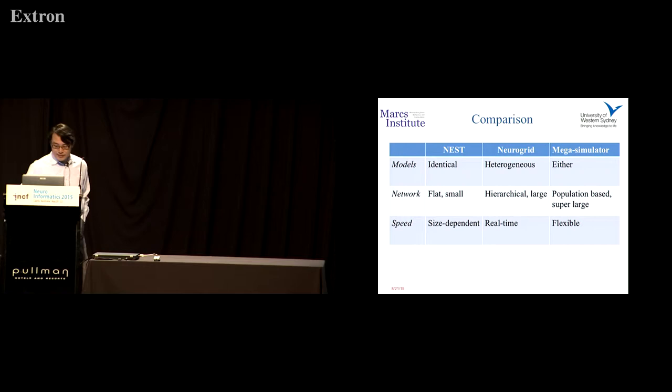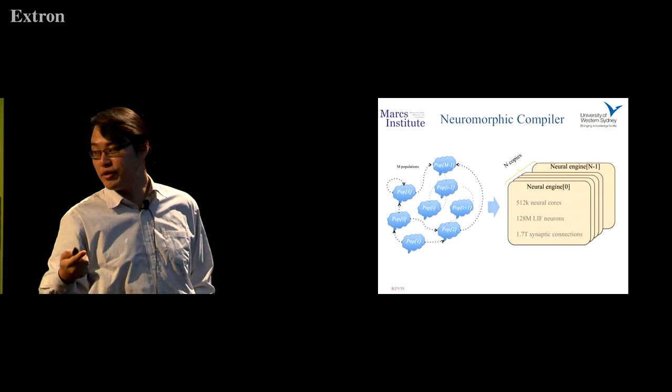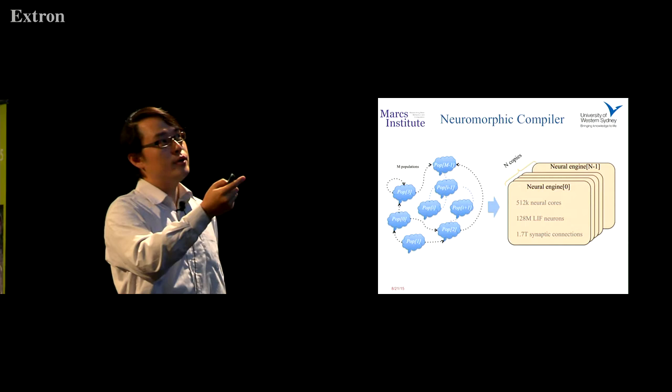OK, so this is the compiler, which is the user interface. People define the neural models in the populations. You can define the connections like what you have done in the NEST. You have very large freedom. And then the compiler will compile the neural netlist into the neural engine, which is running in the hardware.